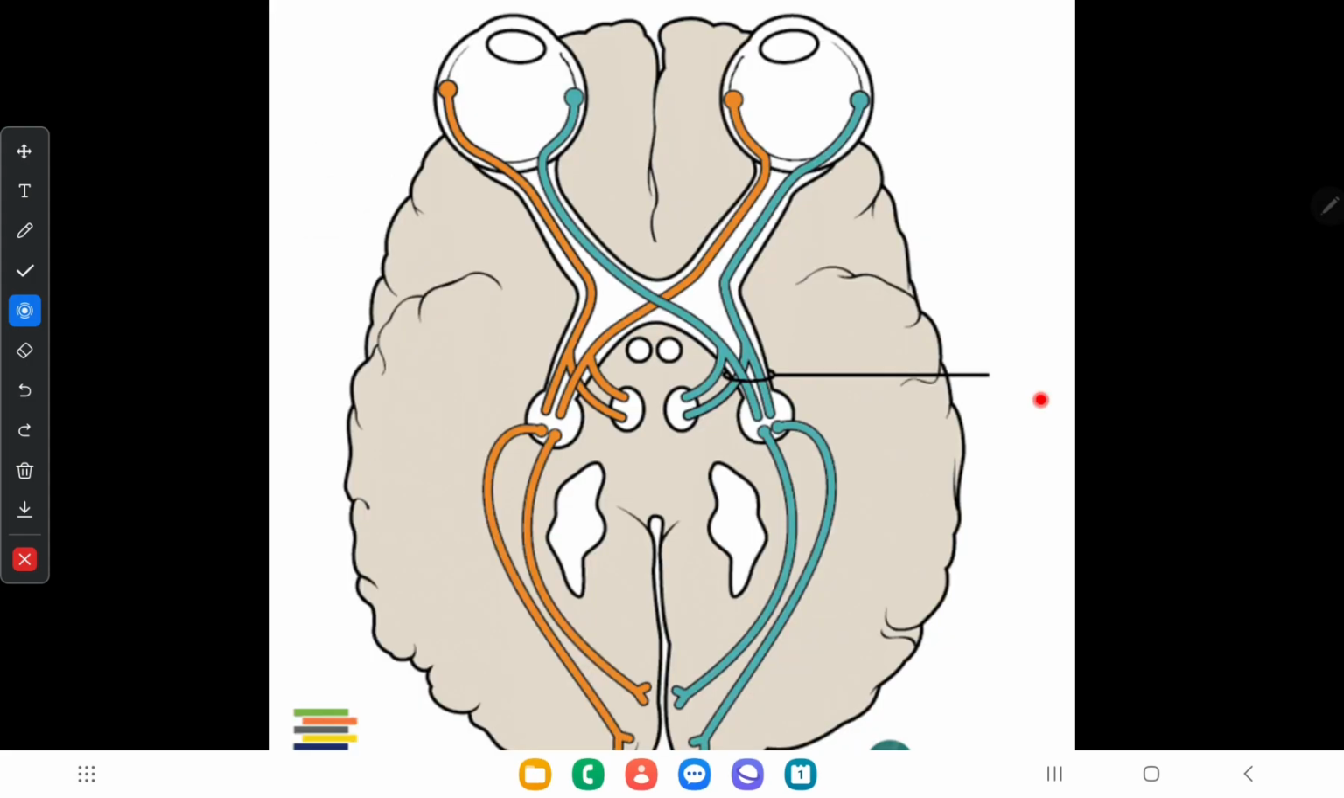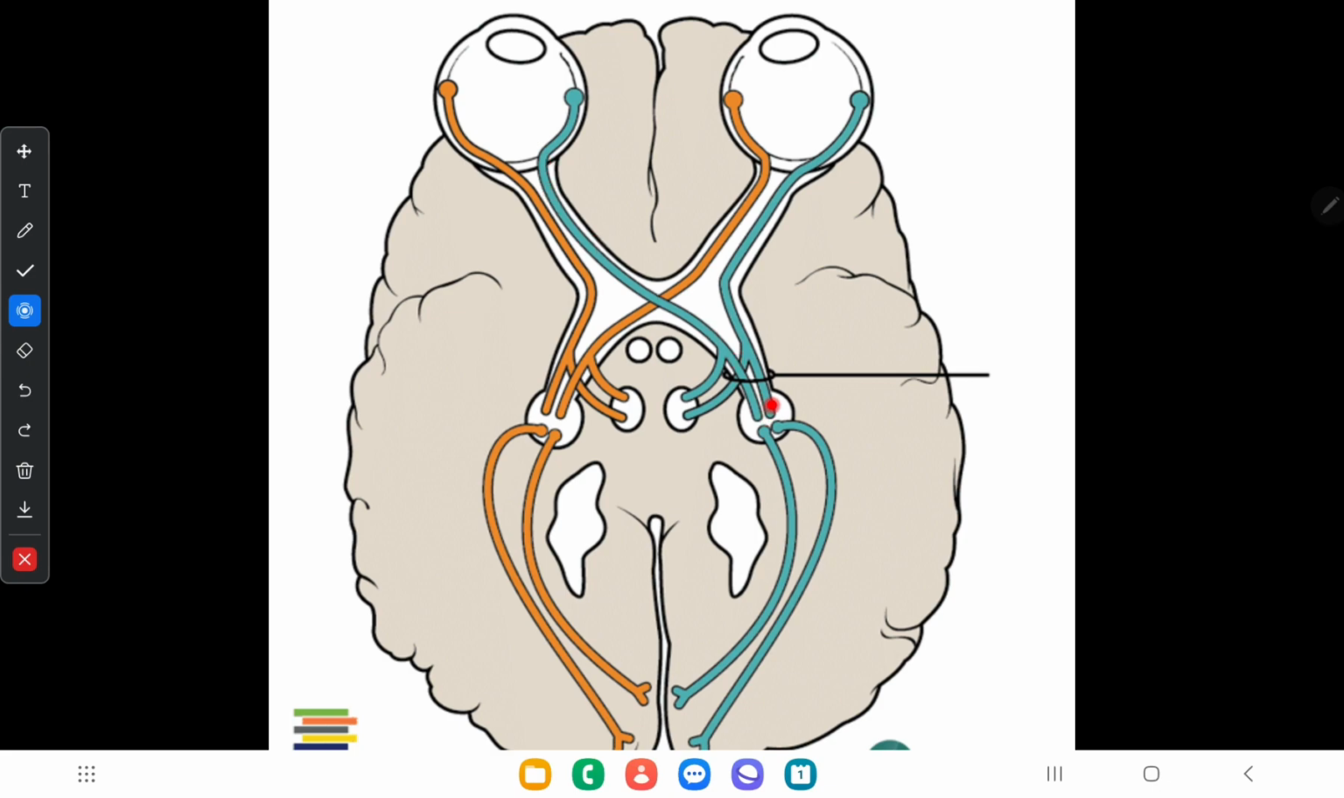Then the optic tract. It begins at the posterolateral end of the optic chiasma. This is the optic tract. It is composed of ipsilateral temporal fibers and contralateral nasal fibers. Here imagine this is the optic tract on the right side. This contains ipsilateral temporal fibers and contralateral nasal fibers.